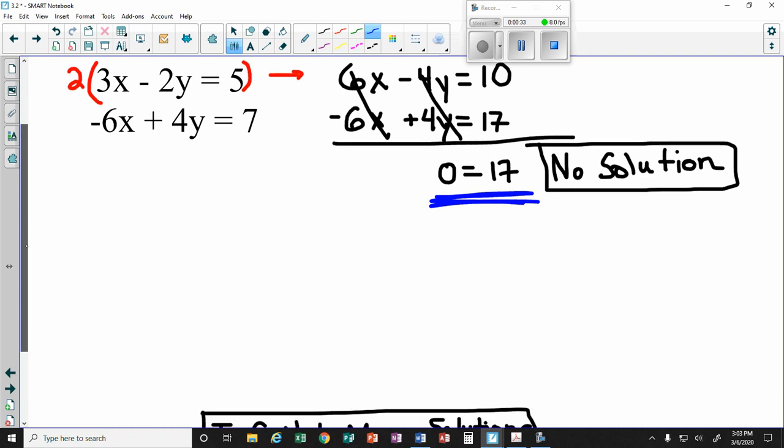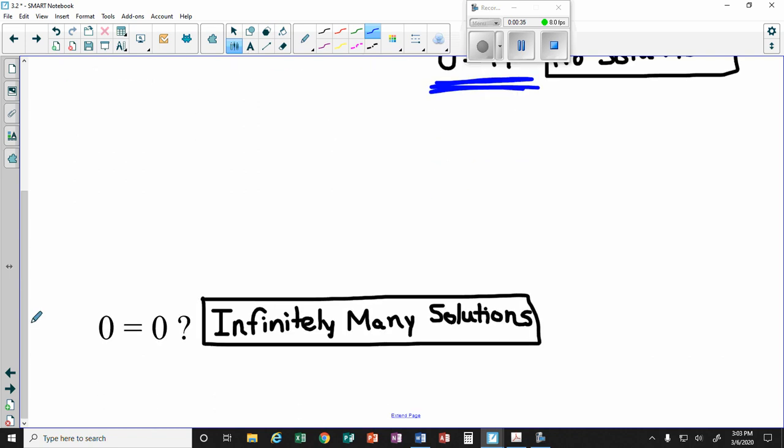Now, if you do that elimination, or if you go to solve and you end up with 0 equals 0, that's the case where there's infinitely many solutions. That means when does 0 equal 0? Always. Those are always going to be the same. They're the same line. When I add two things that are the same together, I make them opposites and add them together, I get 0. They cancel each other out, right? On both sides.